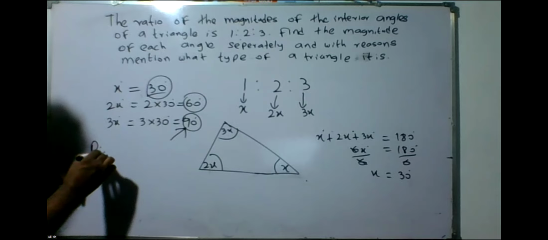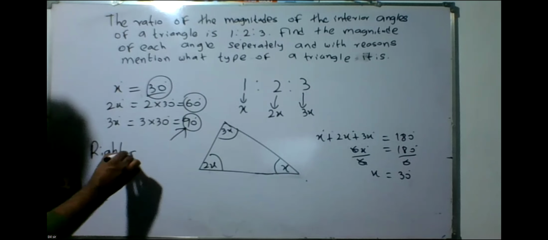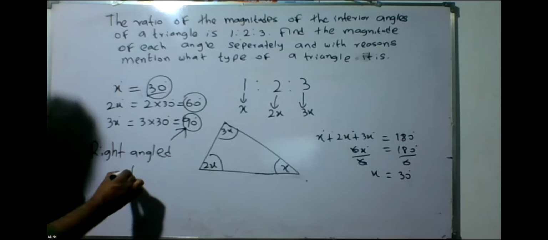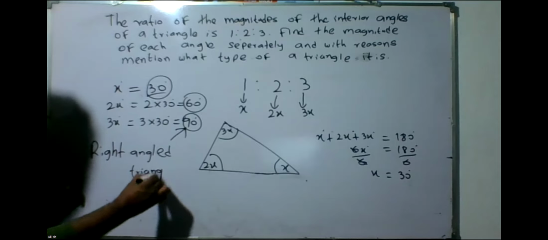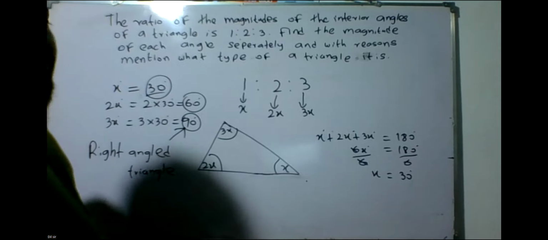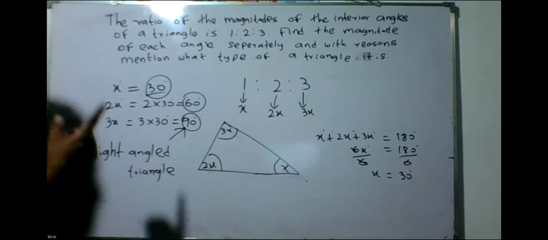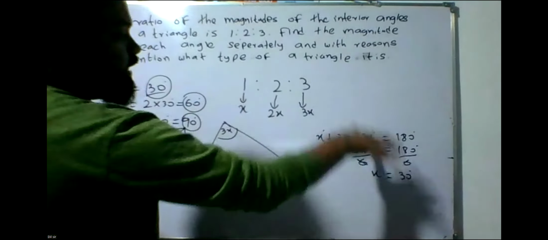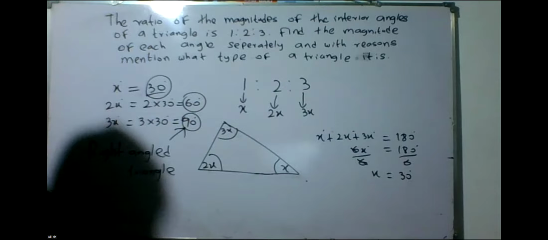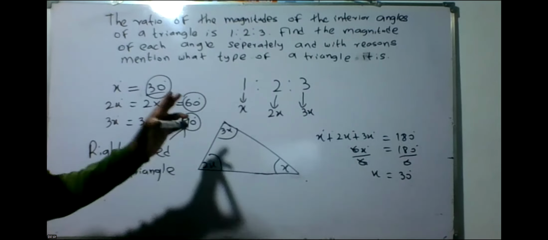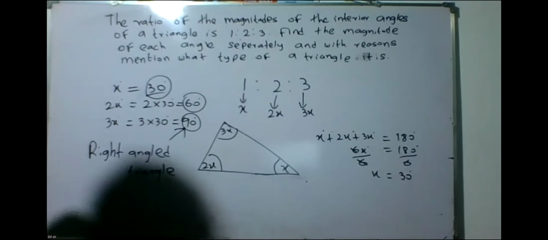Right angle triangle. Or right triangle. This is a right angle triangle. The sides are x, then this should be 2x, this should be 3x. That is the method of getting the answer using algebraic symbols.